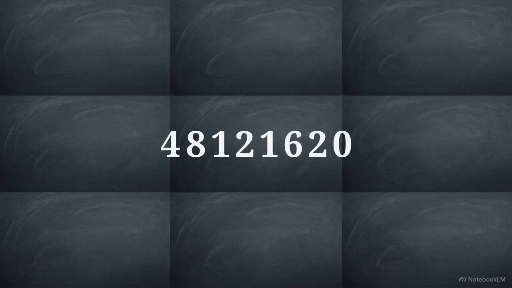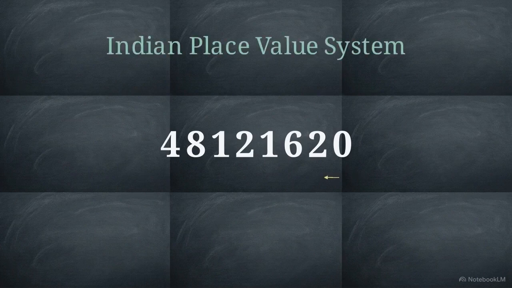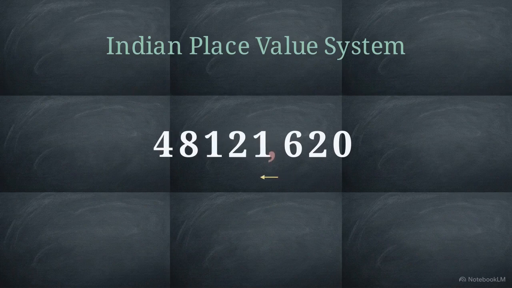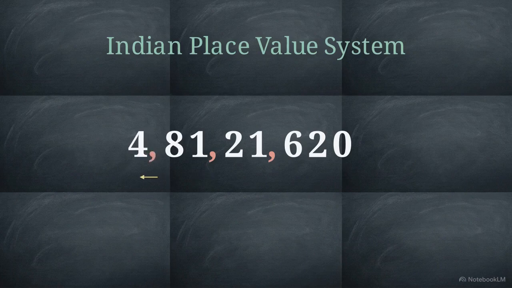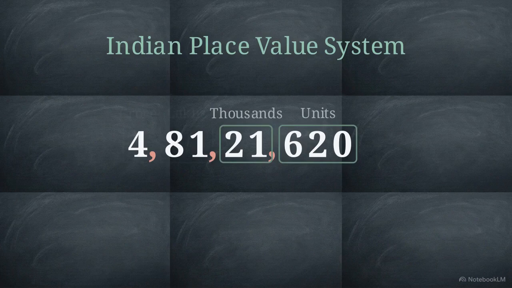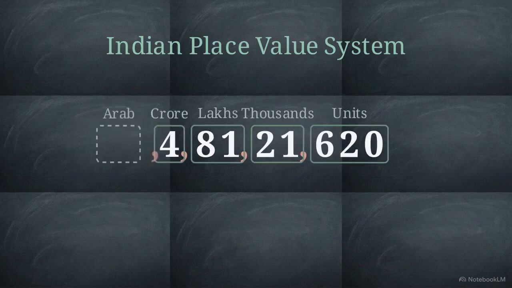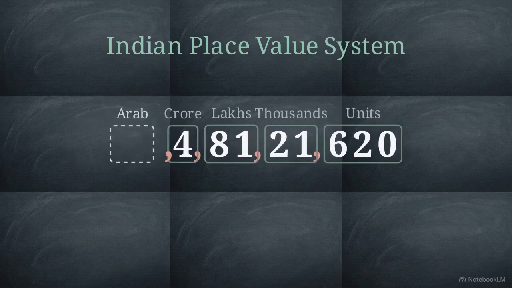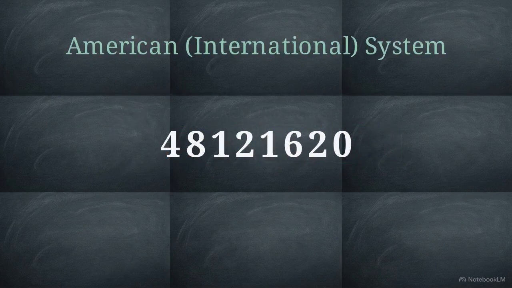Take this raw 8-digit number, 48121620. Under the Indian place value system, we group digits from right to left. We place the first comma after the first 3 digits. From there, we place a new comma after every 2 digits. These commas mark our place value boundaries. We move from thousands to lakhs, then to crores, and as the numbers continue to grow, the next group is known as an Arab. Reading this left to right, we have 4 crore, 81 lakh, 21,620.